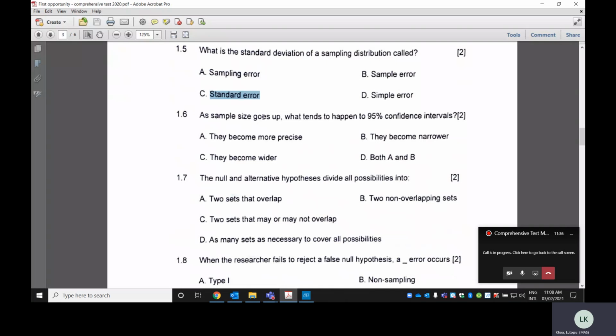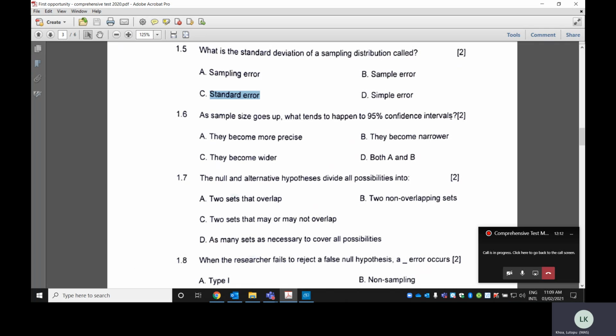1.6, as the sample size goes up, what tends to happen to a 95% confidence interval? So remember, usually we like our samples to be as big as possible, but that's not always possible because we talked about this when we're doing sampling. Sometimes it's expensive to have a very big sample. For example, if you're testing airbags in a car, what pressure of impact will cause the airbag to go off. If you're going to test that on all your cars, at the end of the day, you won't have any cars left. So that will be very expensive.